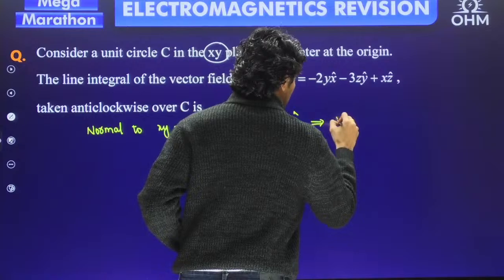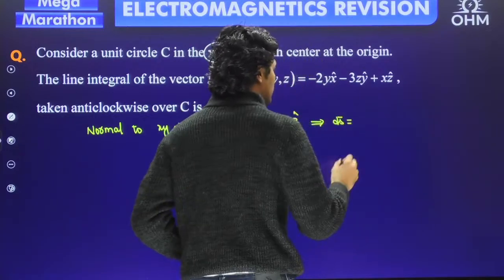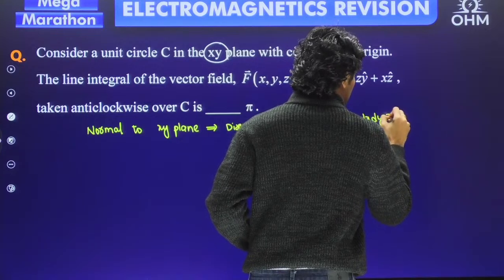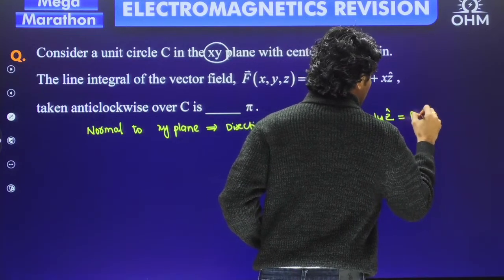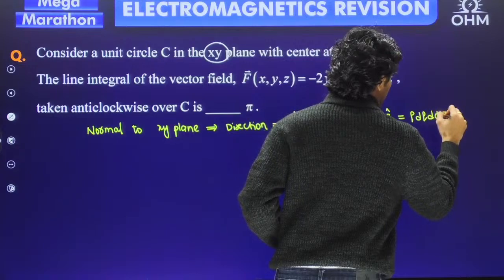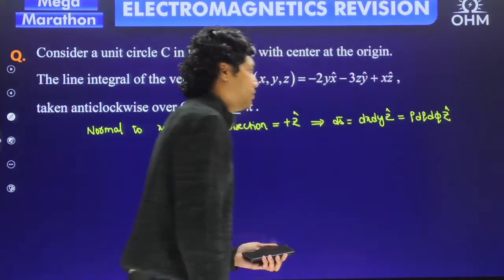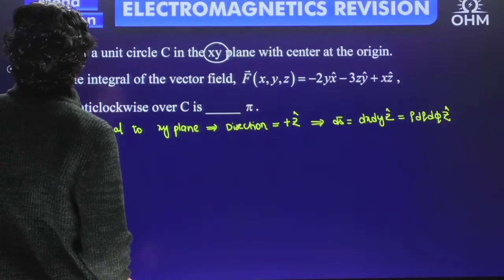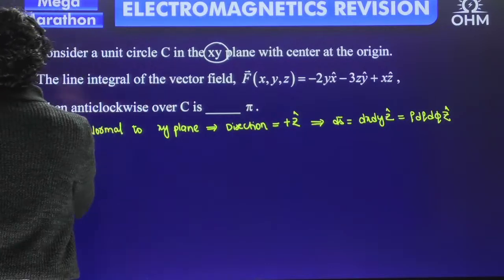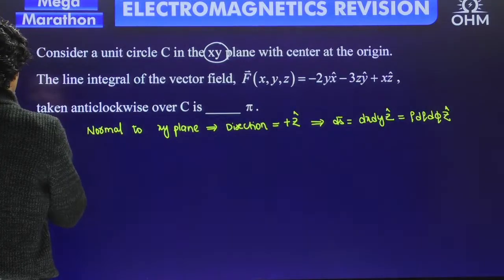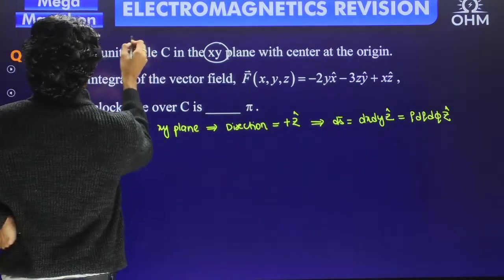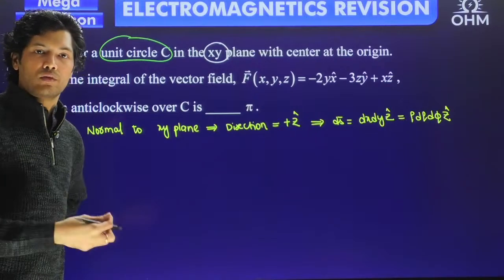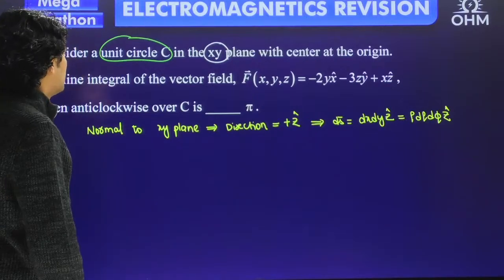So ds bar in this case becomes equal to either dx dy z cap, or also equal to rho d rho d phi z cap. Now which of these to choose depends on the rest of the data. If you see, I'm given a unit circle. Unit circle means the path data was given to you in terms of the cylindrical coordinate system.